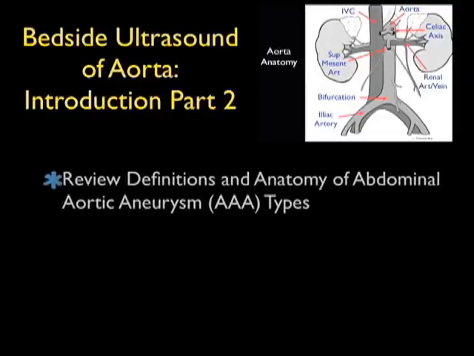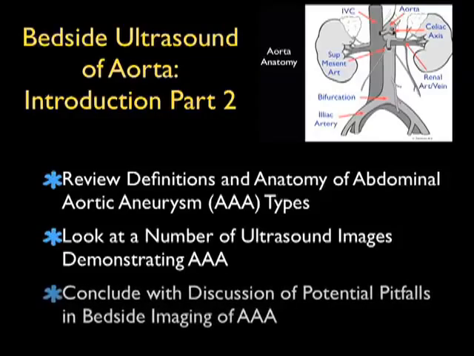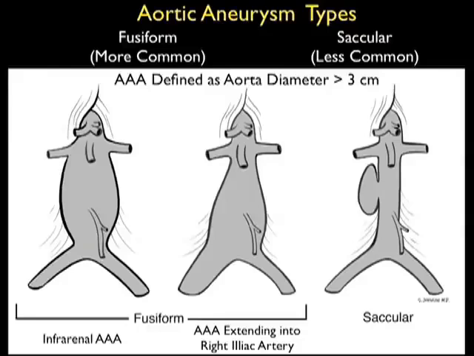In this SoundBites module, entitled Part 2 of Bedside Ultrasound of the Aorta, we'll go further on our discussion of bedside ultrasonography of the aorta and detection of abdominal aortic aneurysms. We'll begin with a review of the definitions and the anatomy of the types of abdominal aortic aneurysms that you may encounter in the emergency department. We'll look at a number of ultrasound images demonstrating AAAs, and we'll conclude with a discussion of the potential pitfalls in bedside imaging of an abdominal aortic aneurysm.